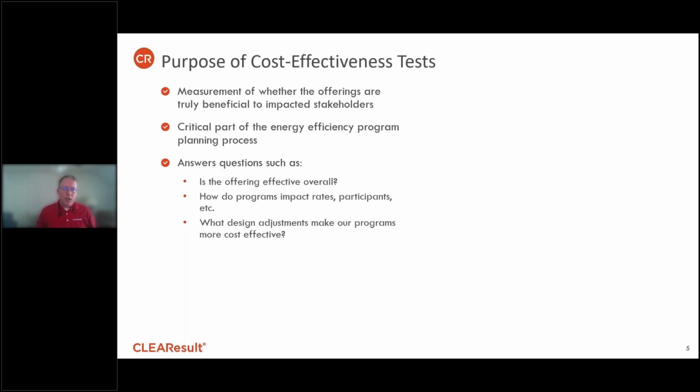How do we impact things like rates for ratepayers? How do we impact the finances of the people that actually participate in programs? What kind of adjustments do we need to make if there are measures that we need to include that maybe aren't the best in terms of cost effectiveness, but there are reasons why we need to include those measures in the programs? And we'll talk about that.